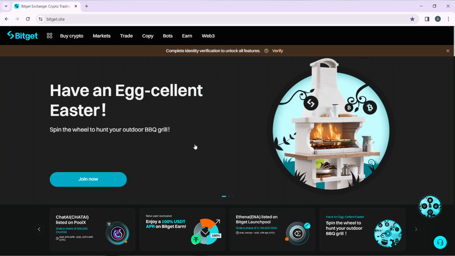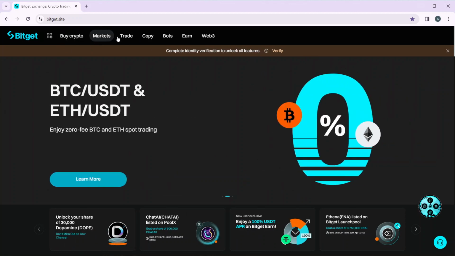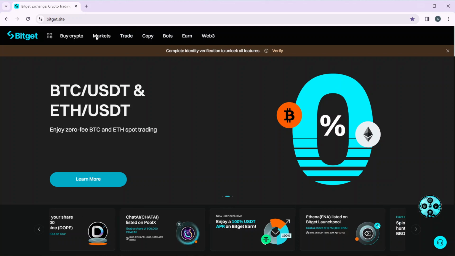So from this homepage, if you check the top of your screen, you're gonna find a couple tabs. There's the buy crypto, markets, trade, copy, boards, and web trade. Now go ahead and move your cursor to trade.